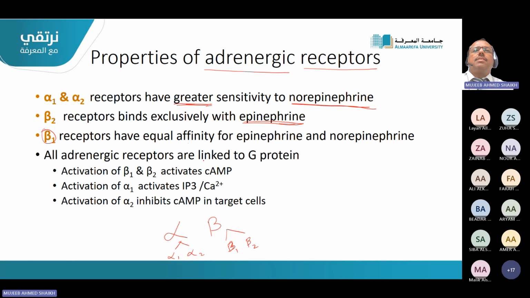And also these receptors are linked to G protein. This is out of the scope of this lecture, I should not explain to you in detail about the G protein. Let's say this is the cell membrane and here is the receptor. Linked to this, there are some compounds present which are called G protein. So they are G protein linked receptors. Activation of beta 1 and beta 2 is by cyclic AMP. Activation of alpha 1 activates the inositol triphosphate and calcium pathway. And activation of alpha 2 is again through cyclic AMP.